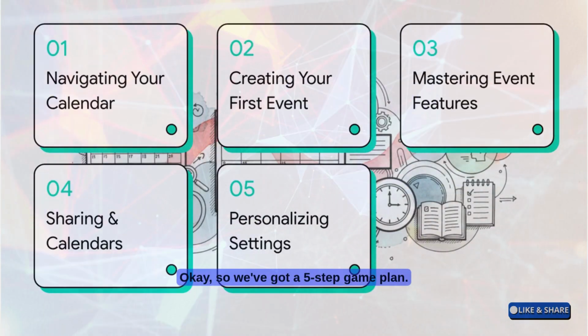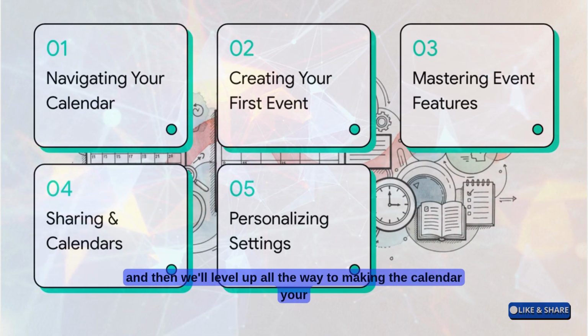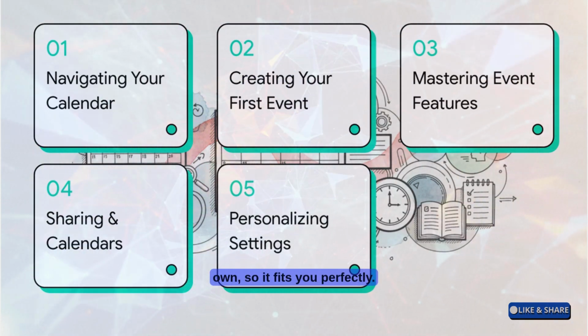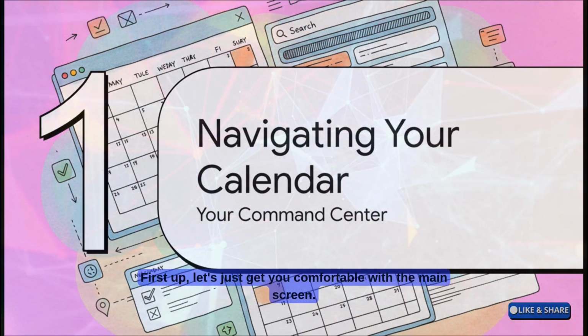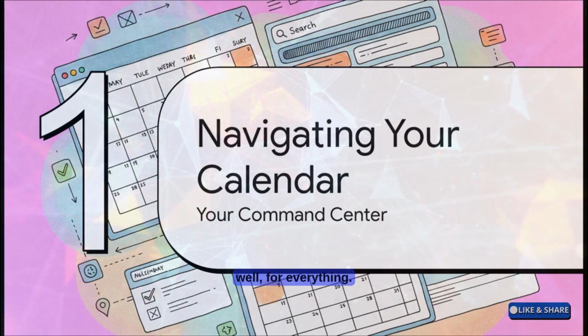Okay, so we've got a 5-step game plan. We'll kick things off with just finding your way around, and then we'll level up all the way to making the calendar your own, so it fits you perfectly. All right, section 1. First up, let's just get you comfortable with the main screen. Think of this as your command center for everything.